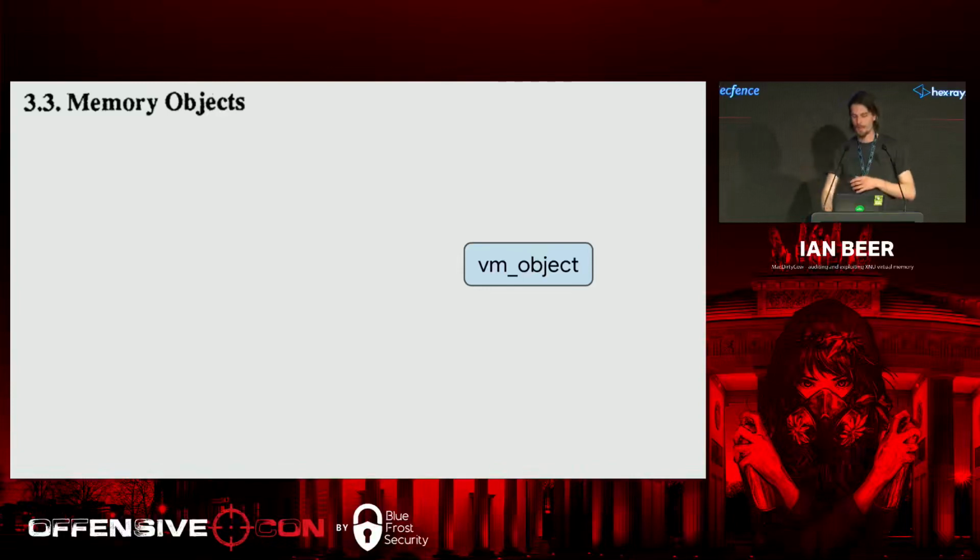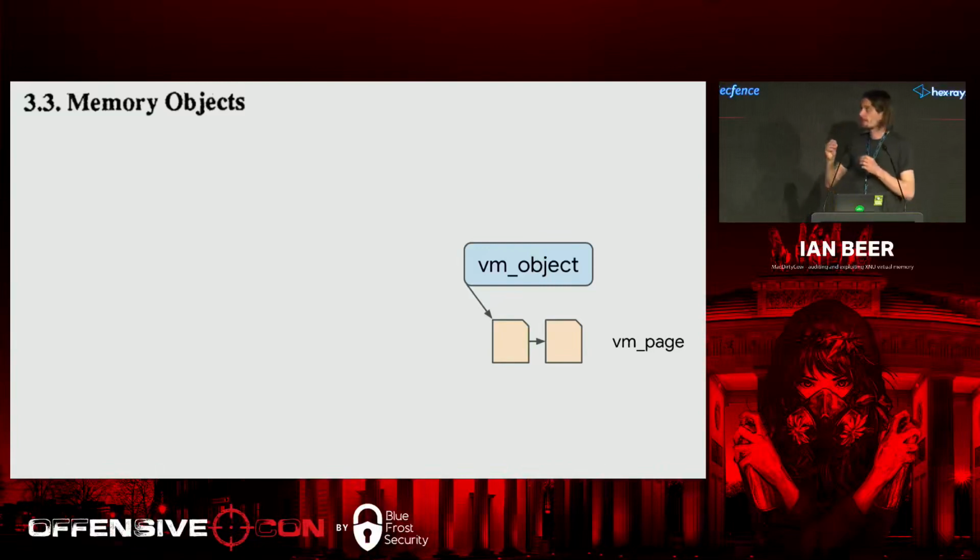And these VM objects hold something more concrete, which are VM pages. These are resident pages: every page pointed to by a VM object indicates that that page is somewhere in physical memory.